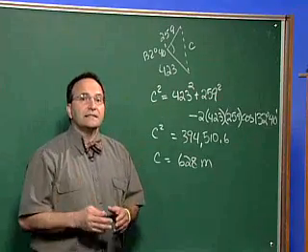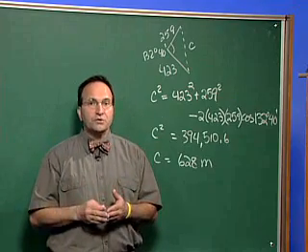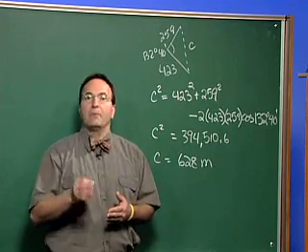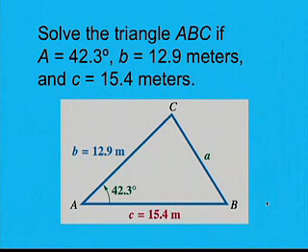Now, let's take an example where we know the length of 2 sides and 1 angle, and we want to find all the other unknown measures, all 3 of them. And here we have solve triangle ABC if angle A is 42.3 degrees, side B is 12.9 meters, and side C is 15.4 meters. So you can see on the diagram what we're interested in finding would be side A. We then want to find angle B, and we want to find angle C.